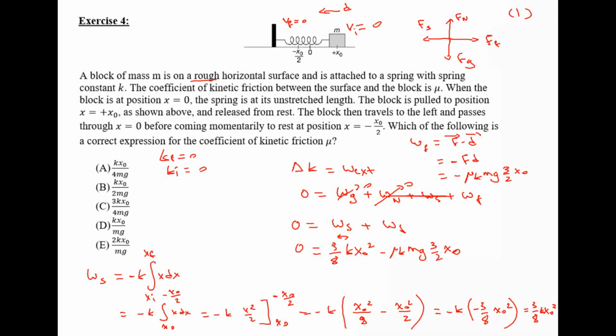Now moving this to the other side, that would be 3 over 8 k x0 squared equals mu k mg 3 over 2 x0. x0 with x0 they cancel, 3 with 3 it cancels, 2 with 8 becomes 4. We're interested in mu k, so mu k in this case would be k x0 over 4. Basically m is up becomes down, g is up becomes down, so that's given by k x0 divided by 4 mg, which makes A the correct answer.